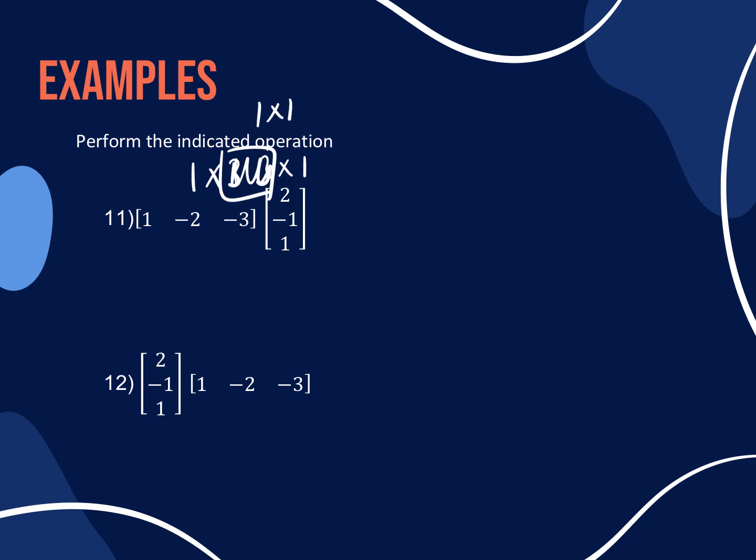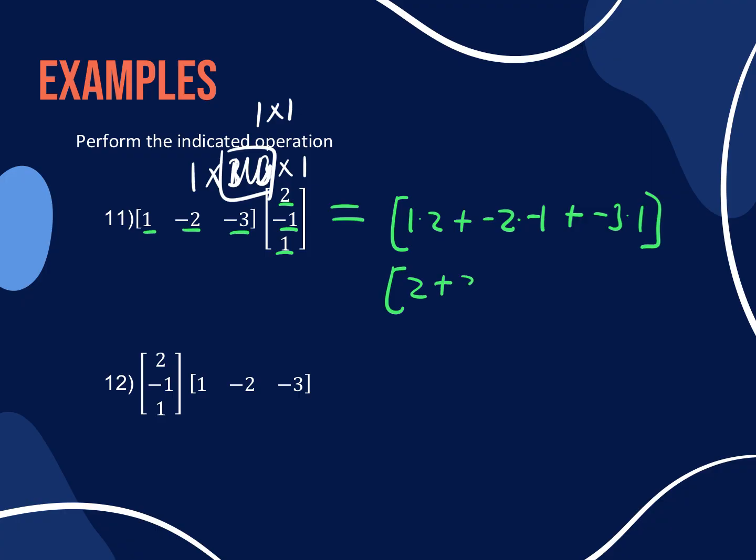All right, so let's do the first row. So 1 times the first column, so 1 times 2. Second times the second is plus negative 2 times negative 1, plus the third times the third, negative 3 times 1. So this is going to get us 2 plus 2 minus 3 when we simplify it, and that's going to get you 4 minus 3, which is just 1. So this is just one singular number, one singular entry in this matrix, and it's just 1.